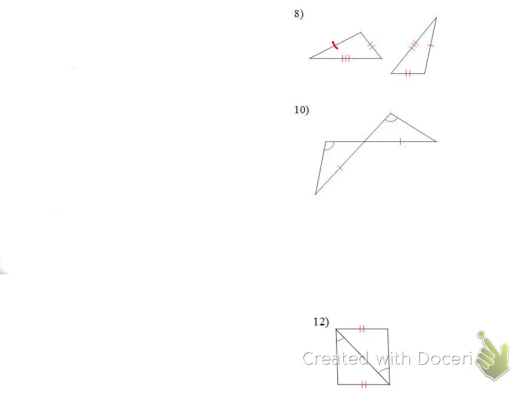All right, I have a side and a side, and there's 2 of them, 2 dashes, and then there's 3 dashes. So this would be side, side, side. All right, 10.